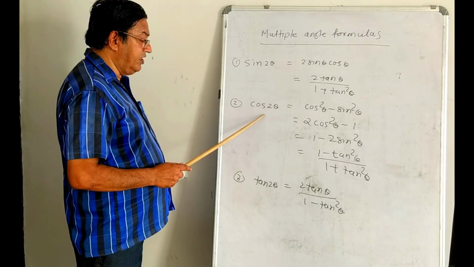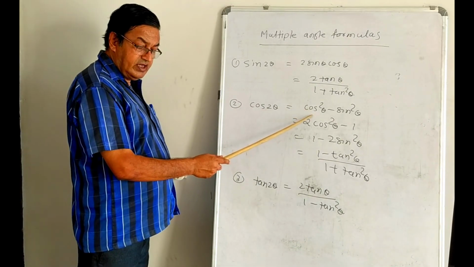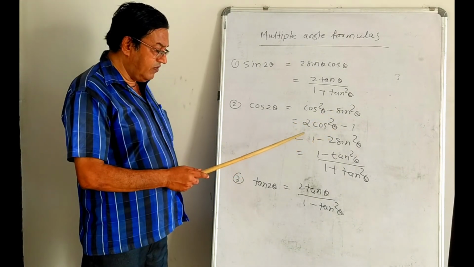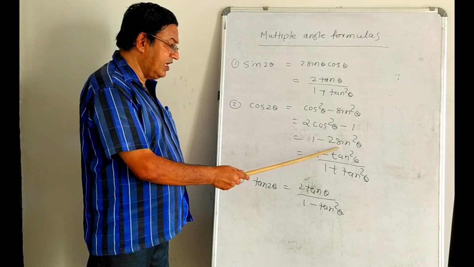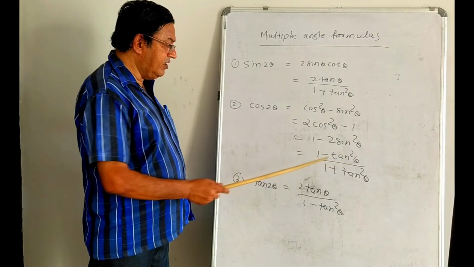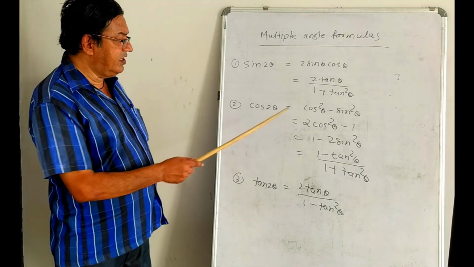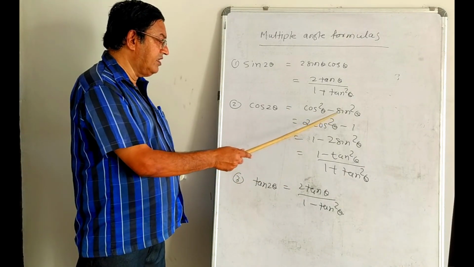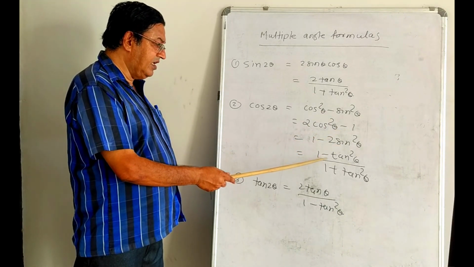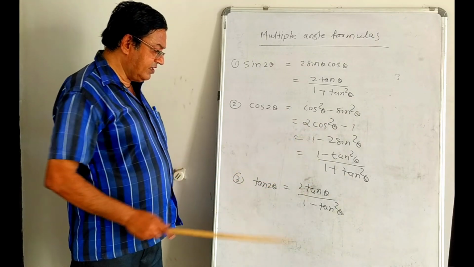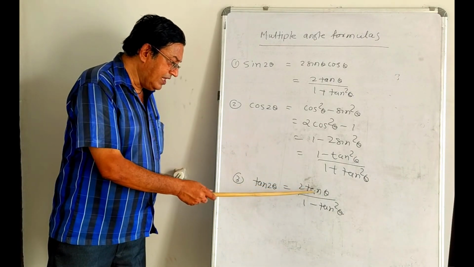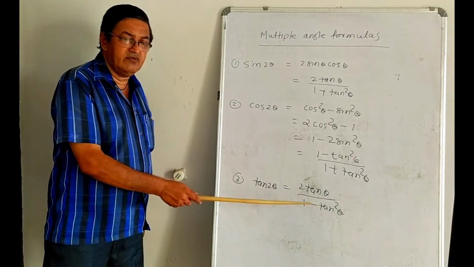Then we have cos 2 theta. Cos 2 theta equals cos square theta minus sin square theta, which is also equal to 2 cos square theta minus 1, which is also equal to 1 minus 2 sin square theta, which is also equal to 1 minus tan square theta divided by 1 plus tan square theta. So cos 2 theta, there are four values. Then we have tan 2 theta. So tan 2 theta, there is one more value, 2 tan theta divided by 1 minus tan square theta.